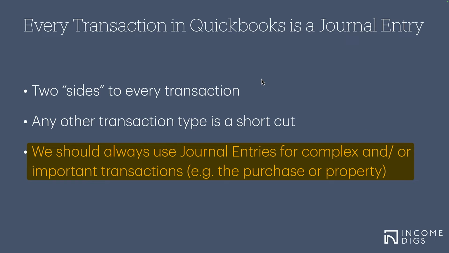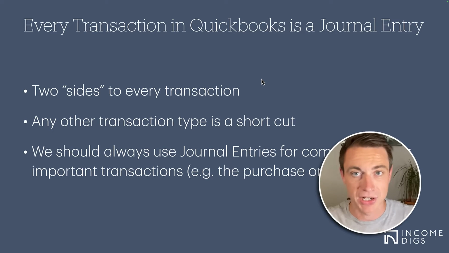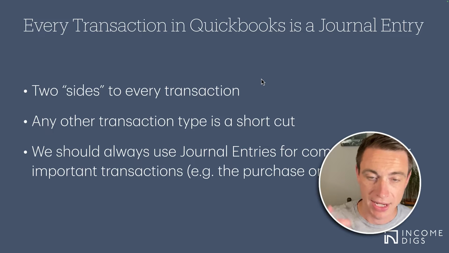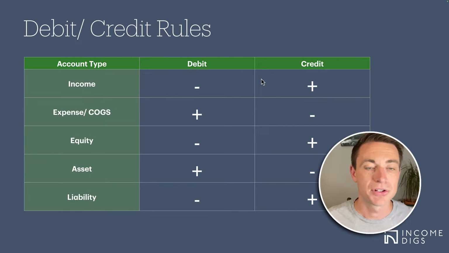We should always use journal entries for complex and or important transactions. So don't just go to the bank feed and see you had cash at closing for a sale or you had cash that came out of your bank account for a purchase and just record it right there. We want to first go and create the journal entry because there's so many details we have to ensure that we capture. Now here's some debit and credit rules.